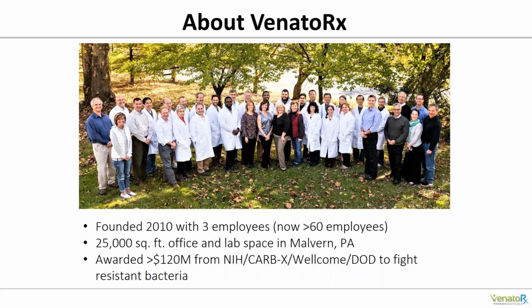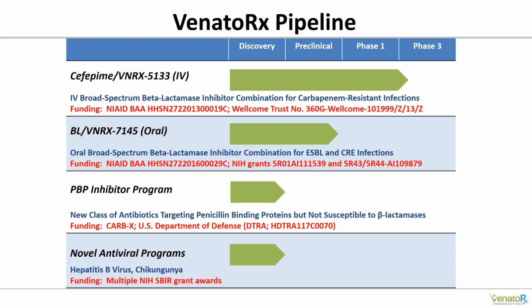And then one more self-promotion slide. This is the Venatorx pipeline as it currently exists. You will notice that in red are all the ways in which NIAID and other organizations have, and the funding has been leveraged in order to promote these programs. So our lead program is an IV injectable product, cefepime with Venatorx 5133, a beta-lactamase inhibitor. So this is an ultra broad spectrum beta-lactamase inhibitor that covers both serine and metallo-beta-lactamases. It is currently the subject of an NIAID, one of the product development contracts that Anne mentioned, as well as an award from the Wellcome Trust.